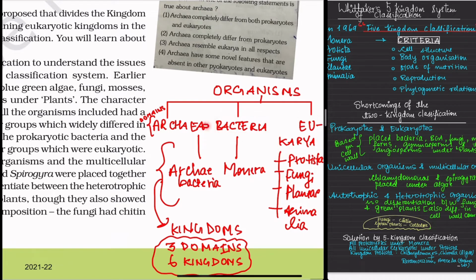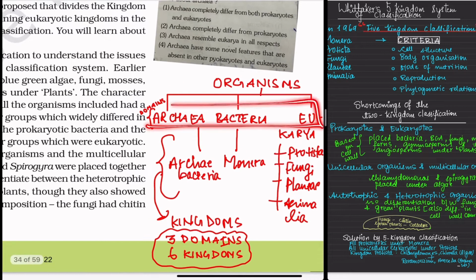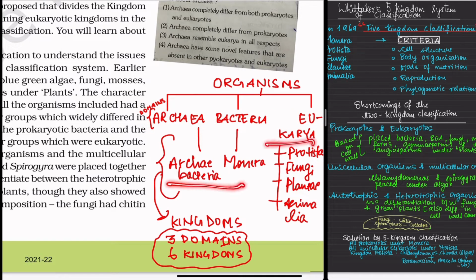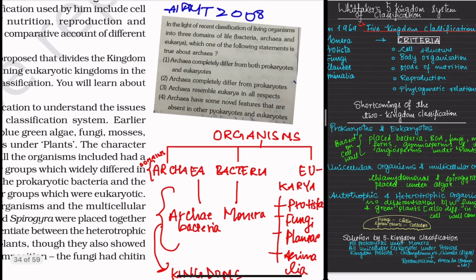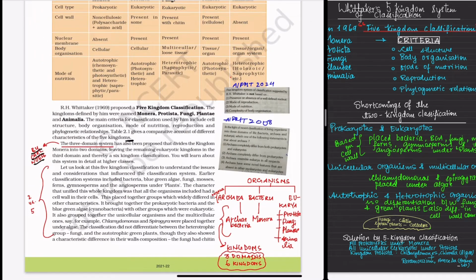Out of these three domains, there were six kingdoms: Archaebacteria, Monera, and the four other kingdoms. So it is a three domain system of classification which contained six kingdoms. He created a new taxon altogether and named it domain. This was a super taxon, as it lies above the kingdom.